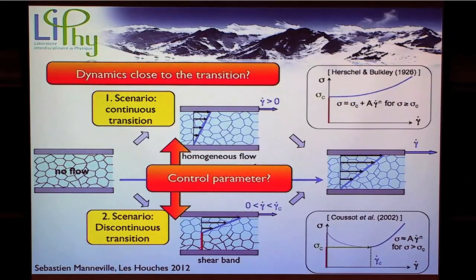Okay, so the question, many people here already asked, what are the dynamics close to the transition? So in this continuous transition scenario. But I also want to ask another question, that is, what is the control parameter that takes me from a system which is displaying homogeneous flow to a system which is showing shear bands?